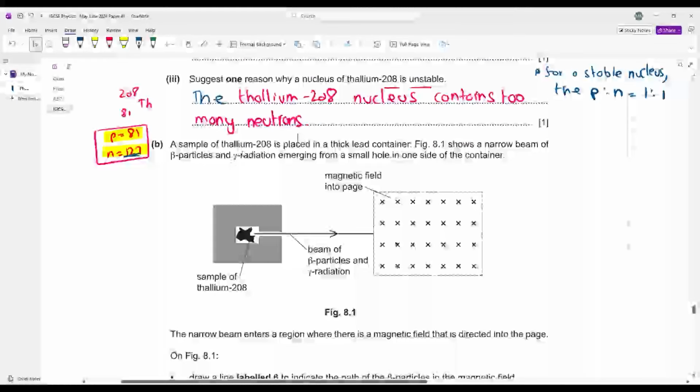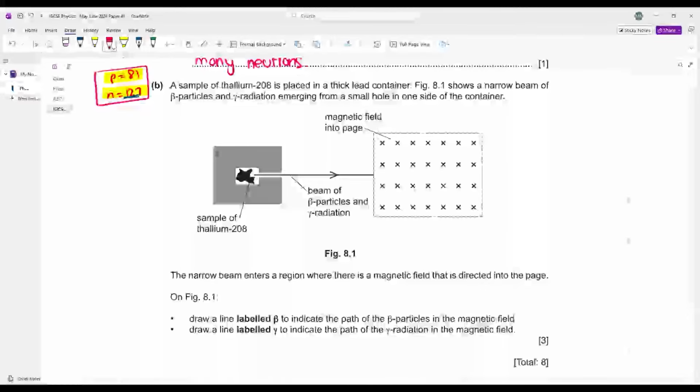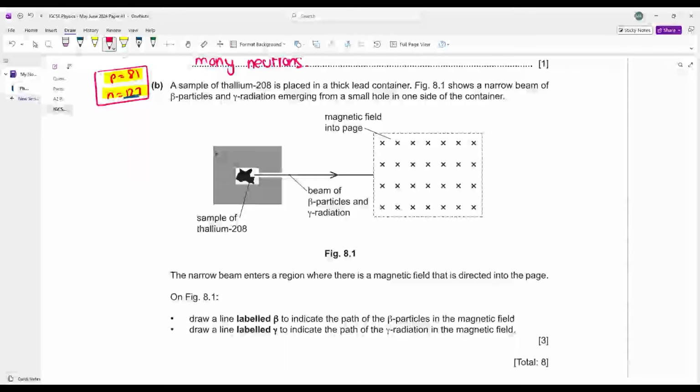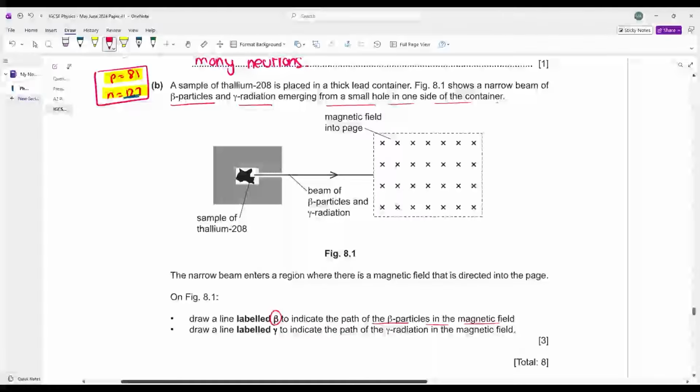A sample of thallium-208 is placed in a thick lead container. Figure 8.1 shows a narrow beam of beta particles and gamma radiation emerging from a small hole in one side of the container. The narrow beam enters a region where there is a magnetic field directed into the page. On figure 8.1, draw a line labeled beta to indicate the path of beta particles in the magnetic field.